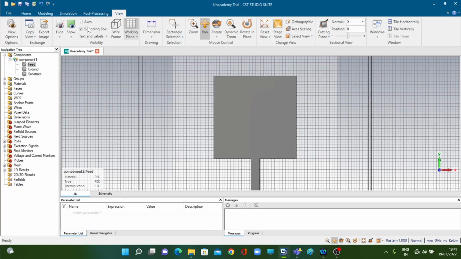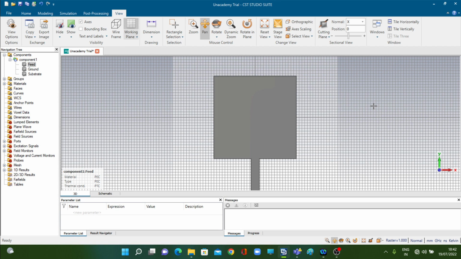Next is this bounding box. If I deselect it, see, this bounding box goes away. What does this bounding box tell you? When you simulate the structure, it considers a certain span of the space in and around the antenna. I mean, it does not consider only the antenna, but a certain region of space which is surrounding the antenna.